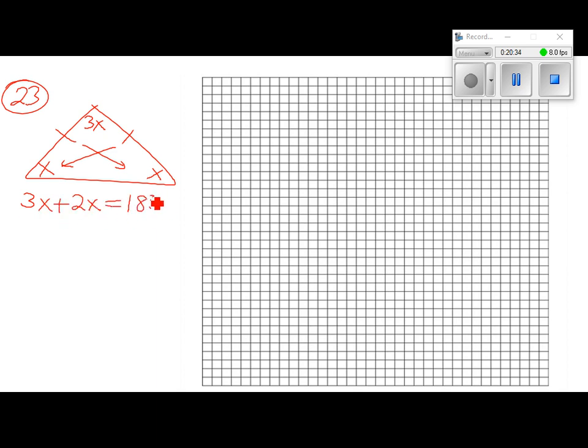Now, some of you are wanting to go ahead and combine like terms, that's fine. What is 3x and 2x? 5x. So you could have done that first if you wanted, without writing down this other step here. Now what? Divide by 5. What's that give us? X equals 36.